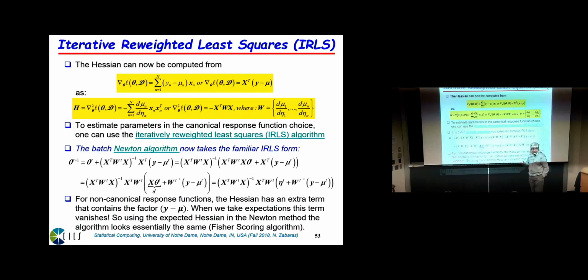If you have never used Newton's algorithm, it's one of the most basic algorithms for optimization. The way you update the parameters is theta t plus 1 equals theta t minus the inverse of the Hessian. The Hessian is like that, and the minus will cancel this. So the inverse of the Hessian times the gradient, which is x transpose (y minus mu).